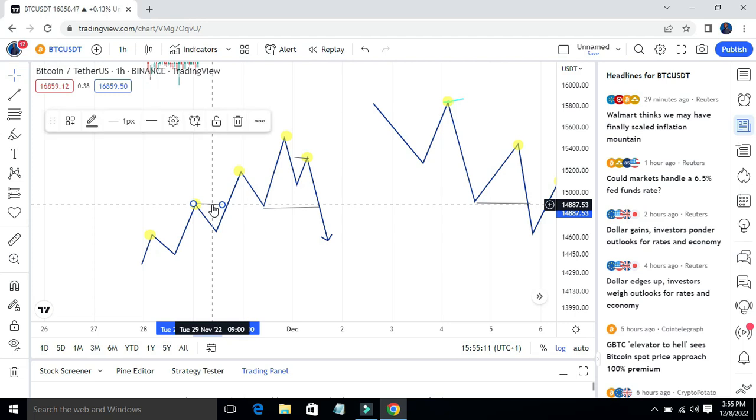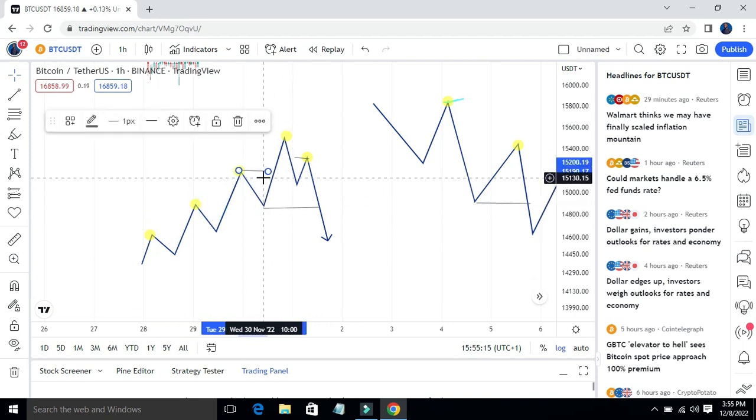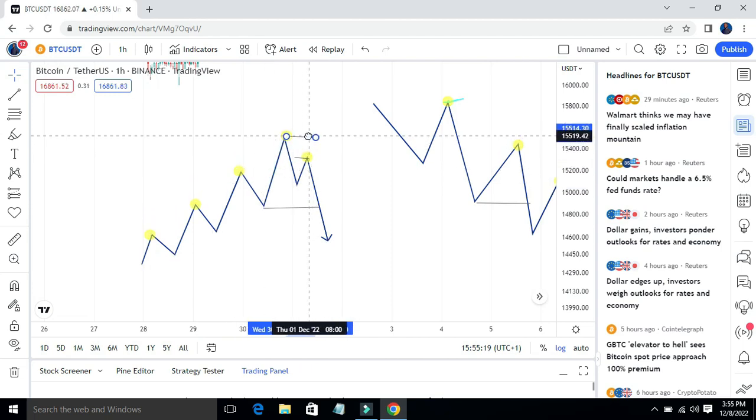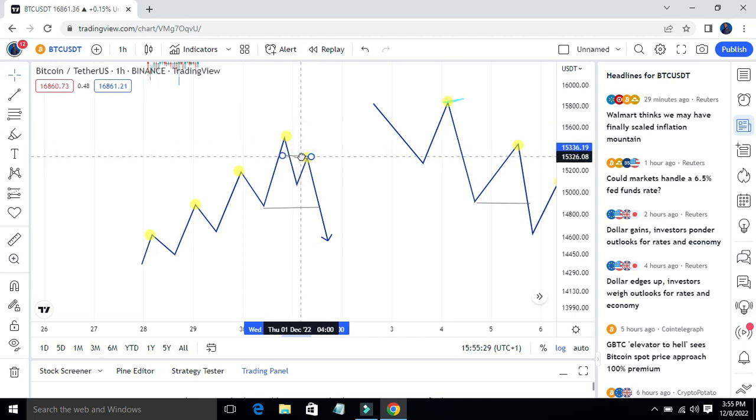Here too is another break of structure. We are also expecting to get another break of structure here, but the market didn't even reach up here and it went down, so we call it a change of character. So here is a change of character.